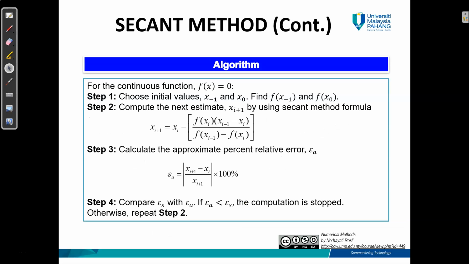So the algorithm of the next method, which is the secant method, has the same algorithm as the Newton-Raphson method. But the difference here is how we compute xi plus 1. For xi plus 1, we need to use the secant method formula instead of Newton-Raphson. This means you don't have to differentiate the function.